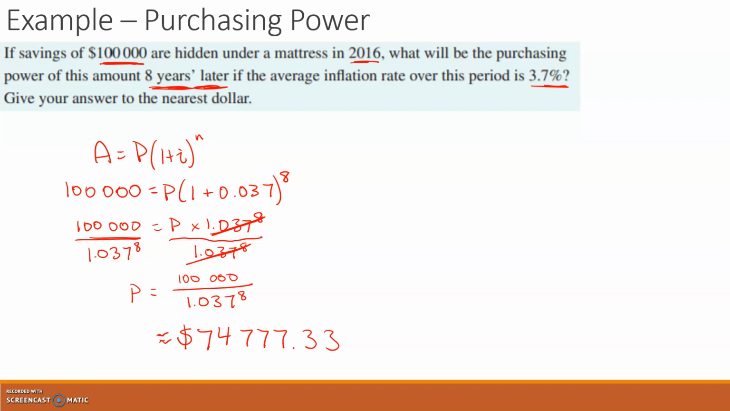So what that means is the purchasing power of my $100,000 is now just this amount here, $74,777.33. That means I still have a $100,000 bill, but 8 years later, it will only buy me what today I would think of as $74,000 worth of value, because the purchasing power of my $100,000 bill has changed. It has gone down due to inflation. So that's inflation. That's what we do with it in Year 11 Maths General.